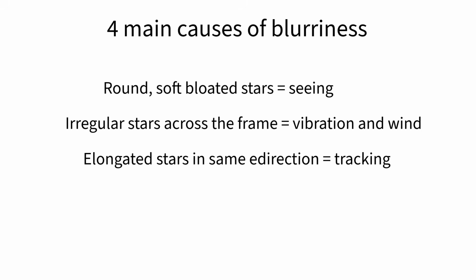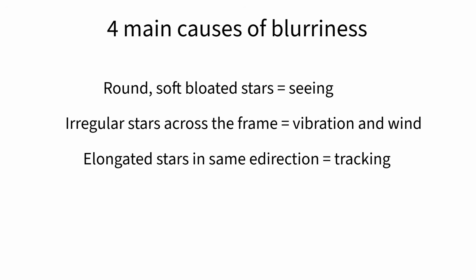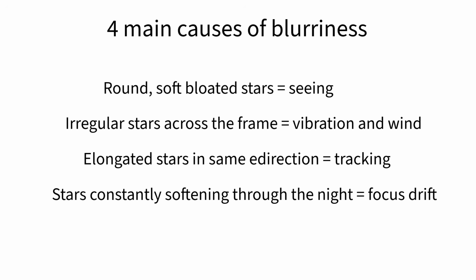If you see elongated stars and it's consistently in one direction across the frame, the issue is tracking. Check your polar alignment and the payload of your mount. Don't exceed, if possible, 50-60% of the payload capacity. Sometimes you get stars progressively softening over the session. That's focus drift. The solution to that is to refocus mid-session.